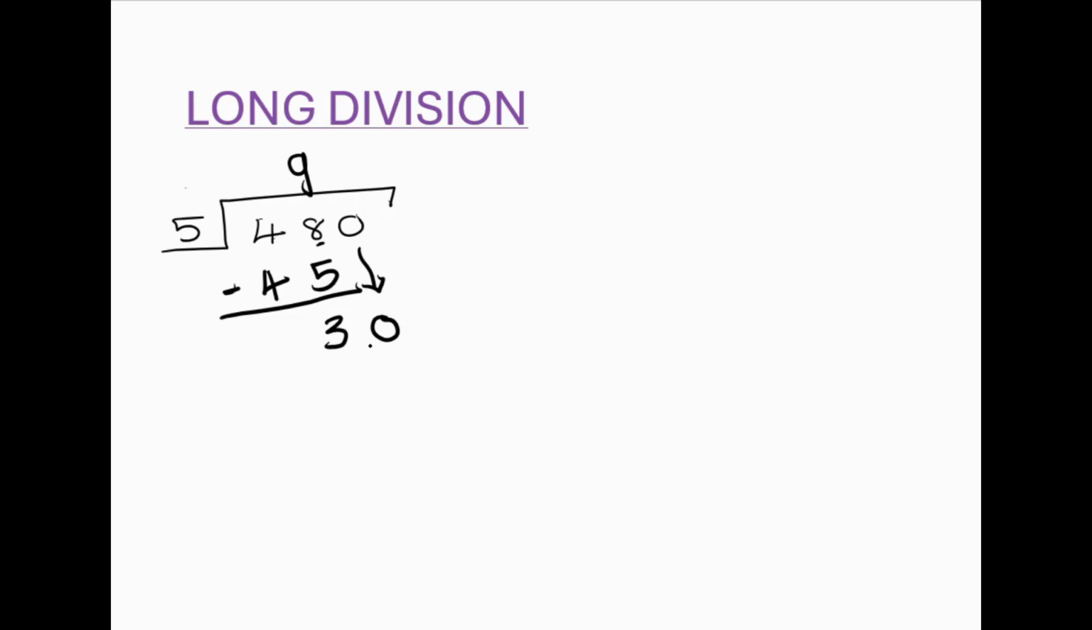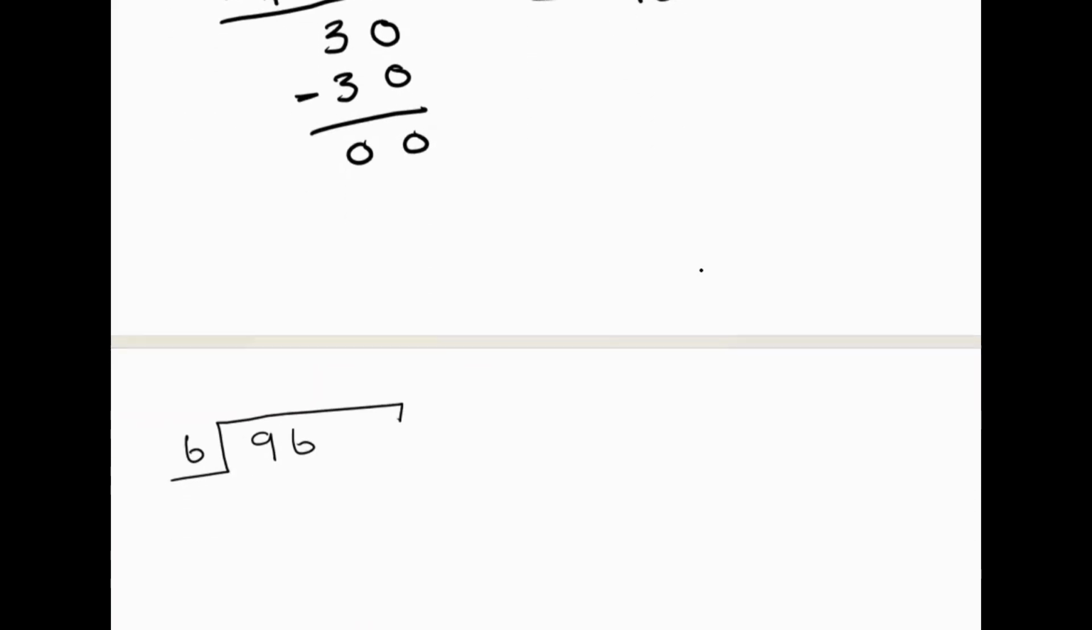Then we say 5 into 30. Then we get a 6. 6 multiplied by 5. Then we get a 30. Then we subtract again. Then we get a 0, 0. So when we get a 0, 0, it means that we are done with solving our problem. So the answer to this question will be 96. So let's go to the next problem.